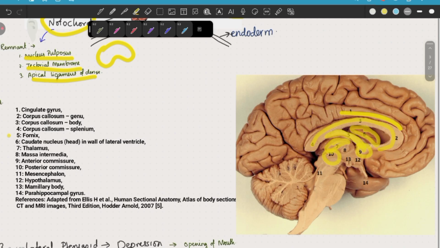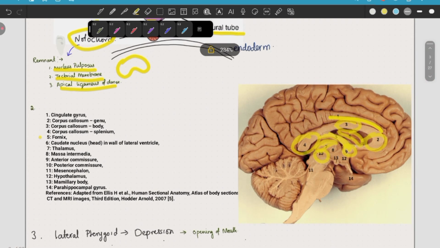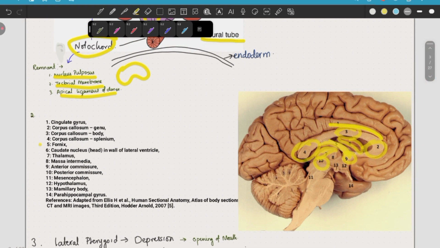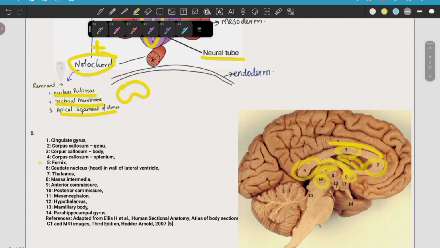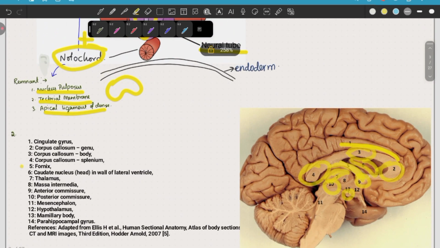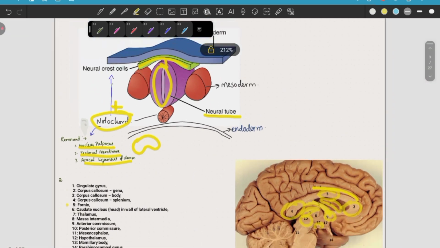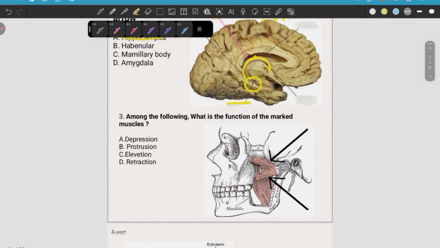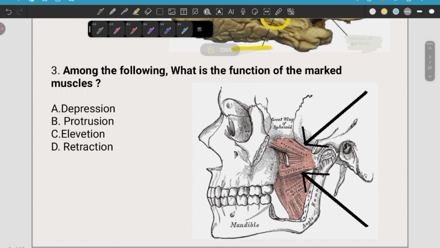In the corpus callosum, you have to know that this 2 is the genu of the corpus callosum, this is the body, and this is the splenium. This identification is also important. And the 13th one here, the small ball-like structure, is the mammillary body. Okay, good.